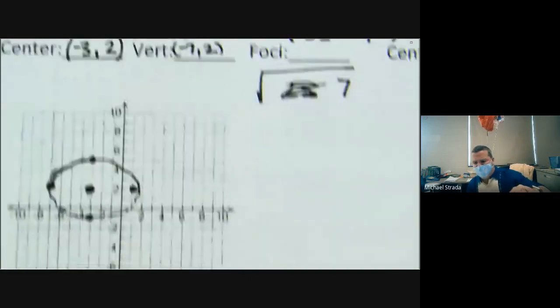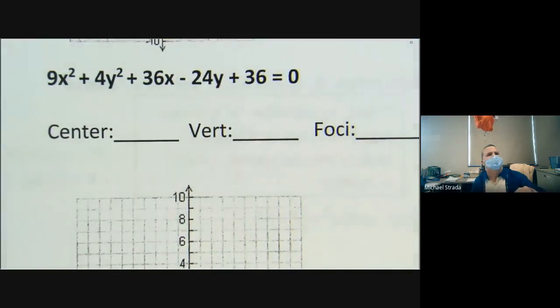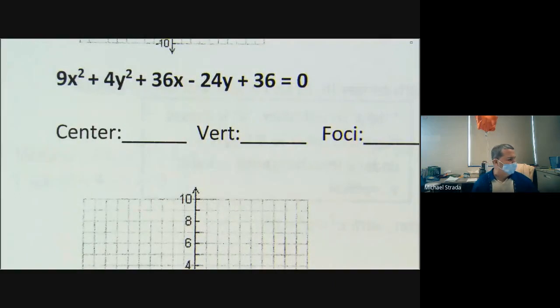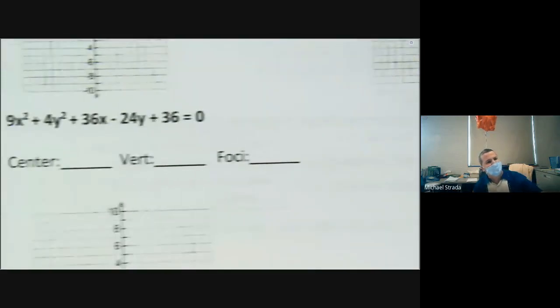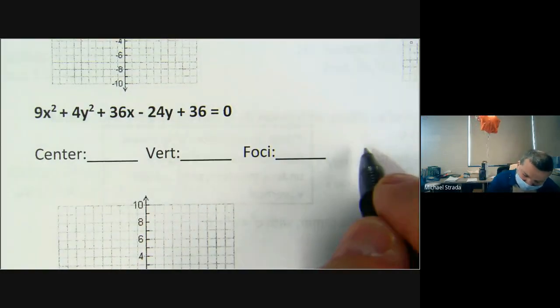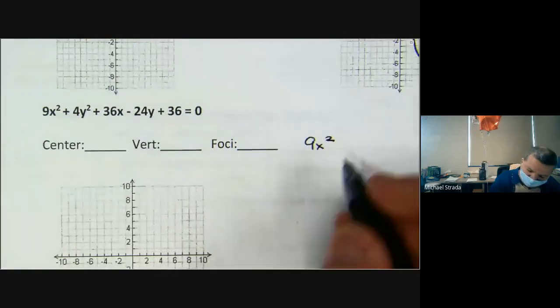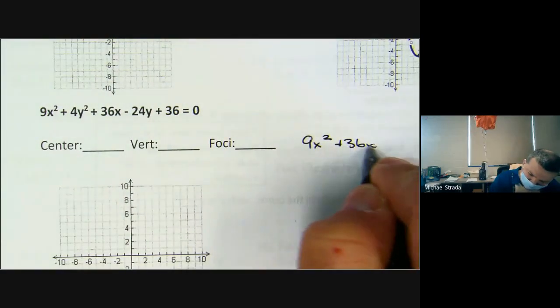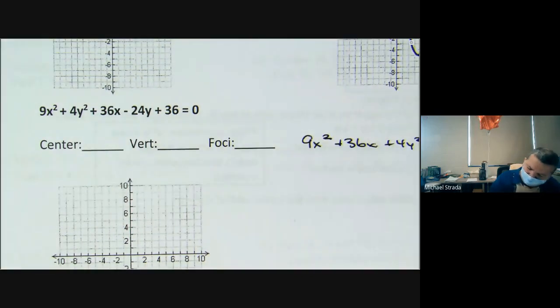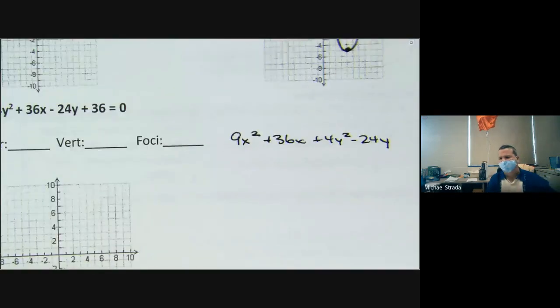Okay, so after you get through the first 2 in this assignment, you will find some that are not in standard form, which means we're going to be completing the square. So I got 9x squared plus 4y squared plus 36x minus 24y plus 36 equals 0. I'm going to take my 9x squared. What am I going to move alongside it? 36x. Awesome. I'm then going to write my 4y squared. What am I going to write alongside that? Negative 24y. Good?